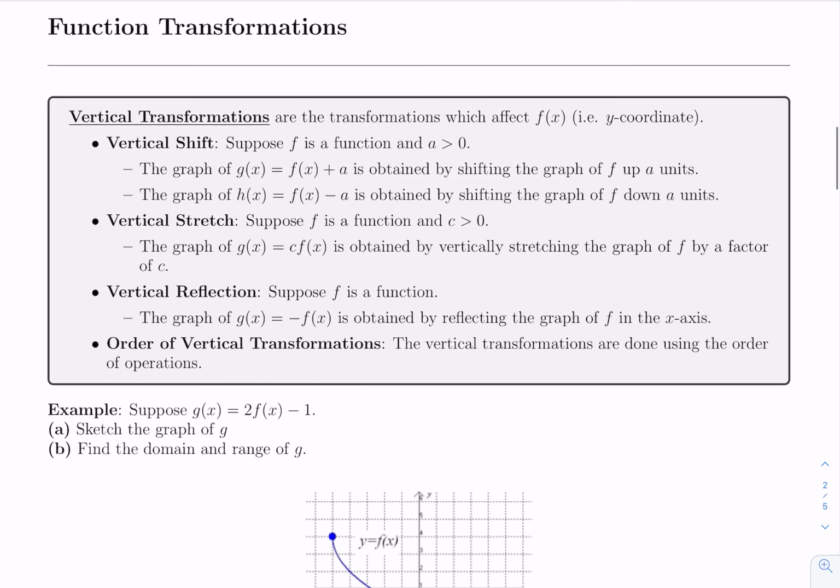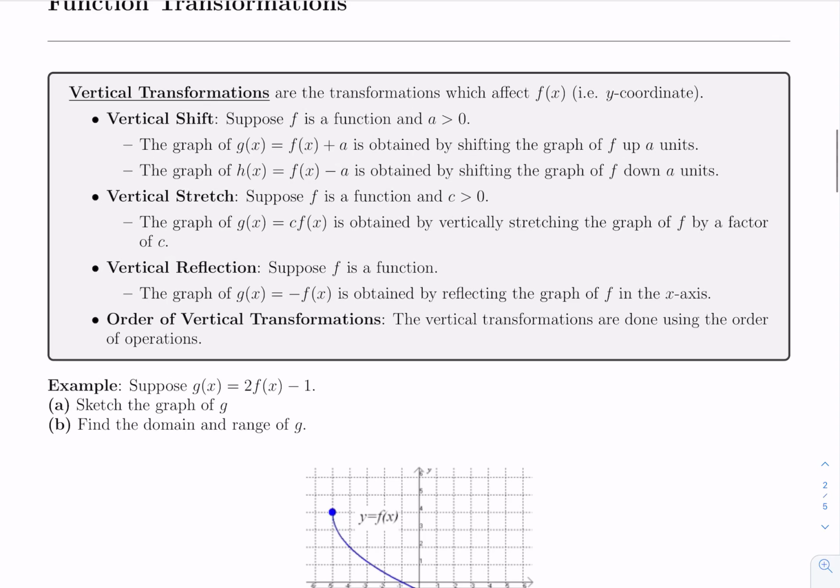First, I would like to focus on vertical transformations. I'm referring to the transformations which will affect f of x, the y coordinate. So any shift, any stretch or reflection, they will all be vertical and they all apply to the y coordinate. Starting with the vertical shift.